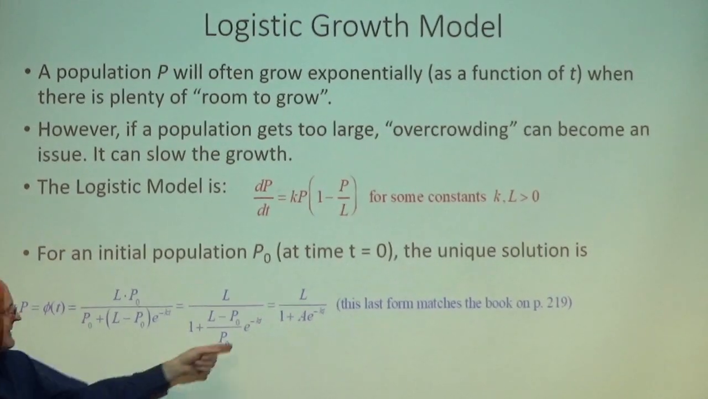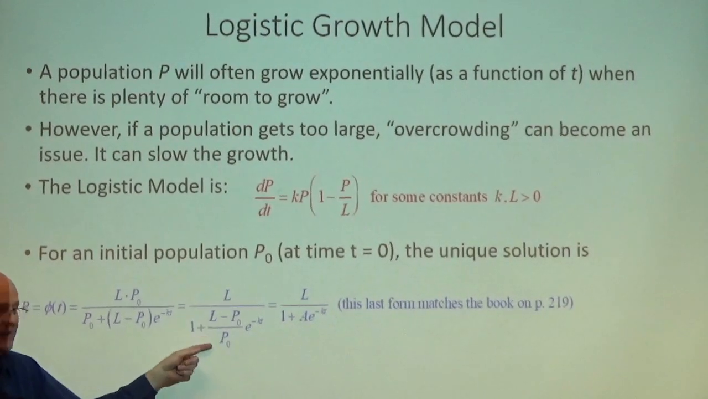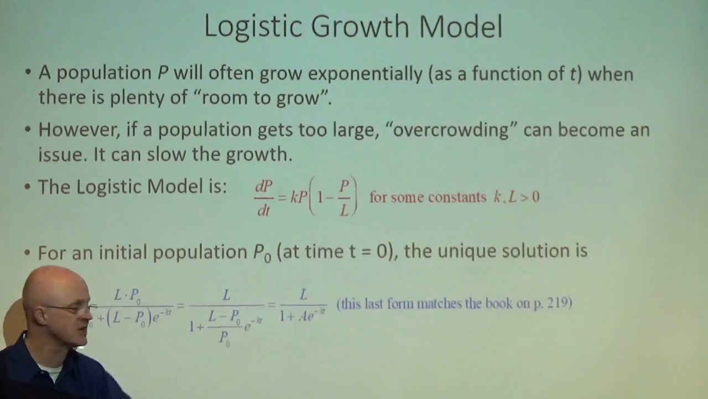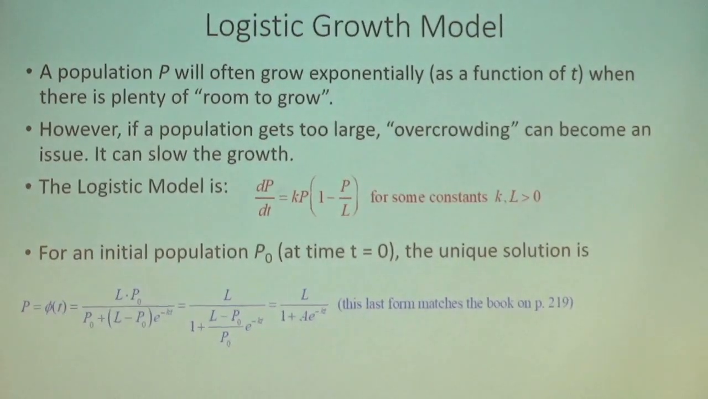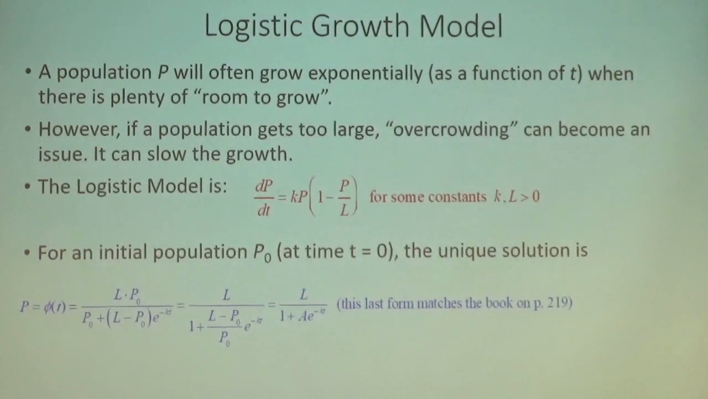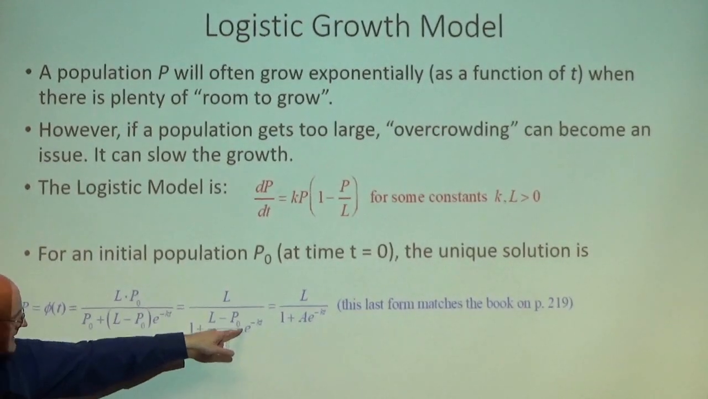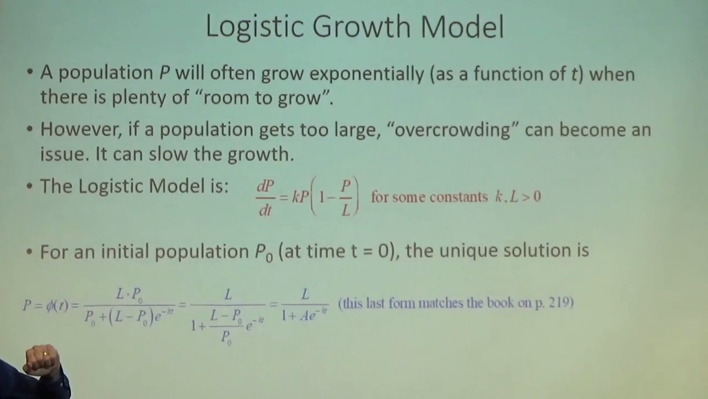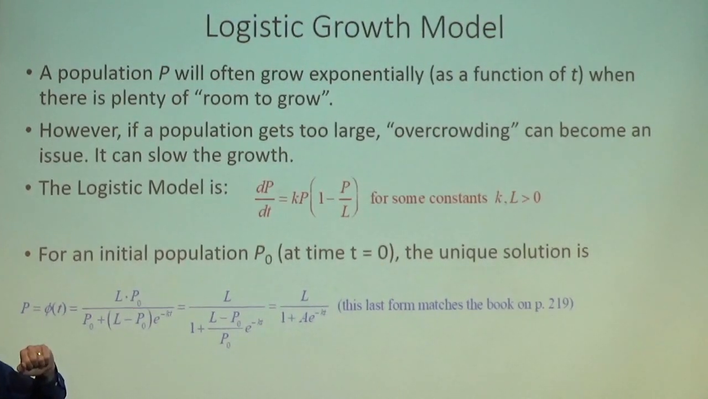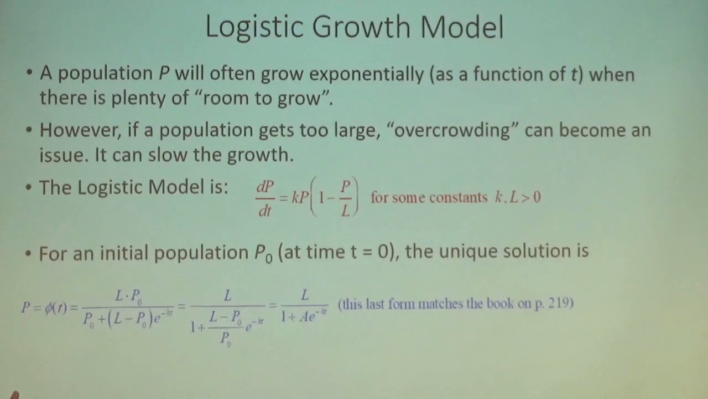And if you let this entire fraction right here in front of the e to the negative kt be called a, then it matches what the book writes in section 4.4. So a, in the book's description of this, is this quantity right here, where L is the carrying capacity and P0 is the initial population. Is this really going to solve the differential equation?